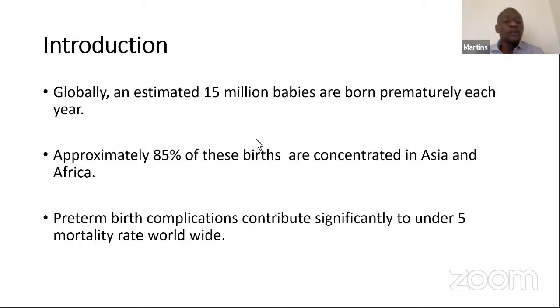Yeah, perfect. So globally, an estimated 15 million babies are born prematurely each year, and this is from data from around 2015. Most of these births occur in Asia and Africa, the developing nations, and it's a huge economic burden on these countries to take care of these preterm babies, and it has increased their under 5 mortality rate because most of these preterm babies have a lot of complications. In 2015, approximately 1 million premature babies died. So it's a huge burden on the resources of the country, and if there is no funding, care of these preterm babies is usually a problem. Next slide, please.